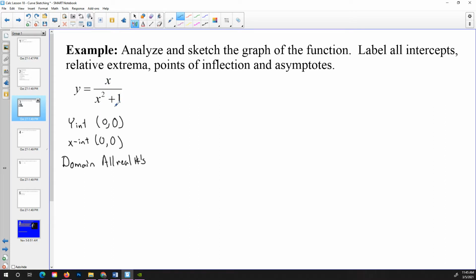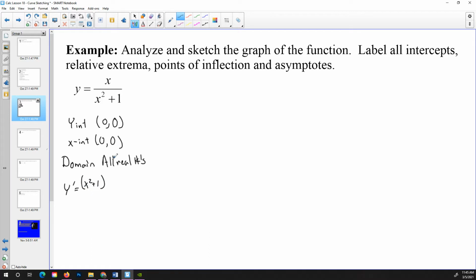The range, though, is not all real numbers, because we do have a horizontal asymptote, and we'll talk about that a little bit later. We want to talk now about increasing and decreasing. So we're going to take the first derivative, y prime of x. This is a quotient, so I'm going to need the quotient rule. So I'm going to go ho-de-hi minus hi-de-ho all over ho-ho. So the bottom function is x squared plus 1.